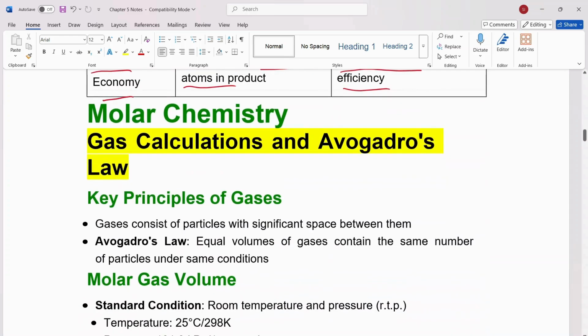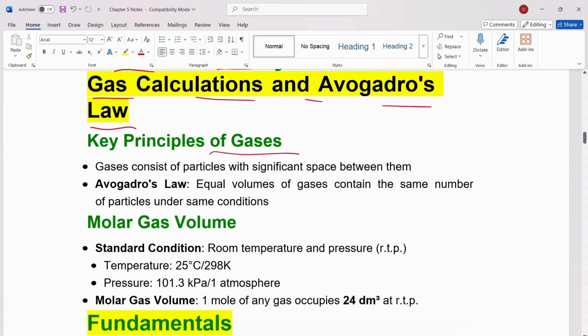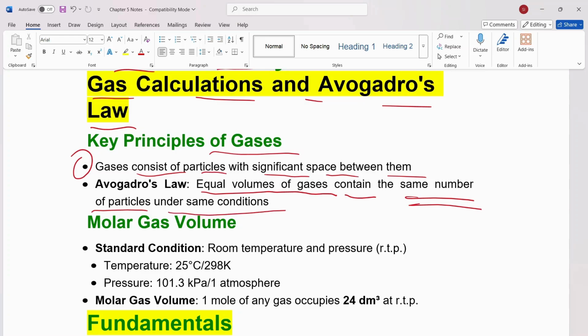Now let's talk about molar chemistry. Here we have gas calculations and Avogadro's laws. Some key principle of gases. Gases consist of particles with significant space between them. Avogadro's law is equal volume of gases contains the same number of particles under same conditions.